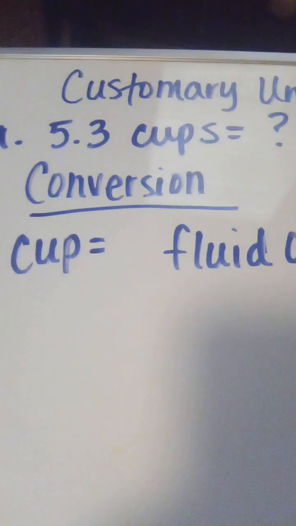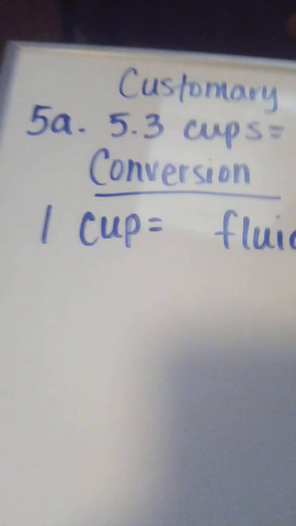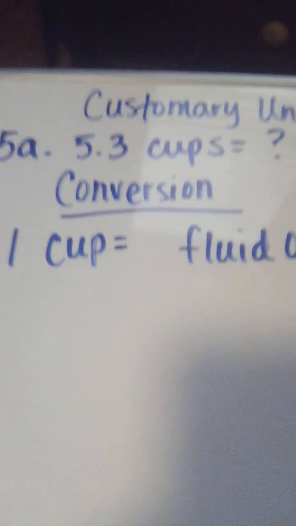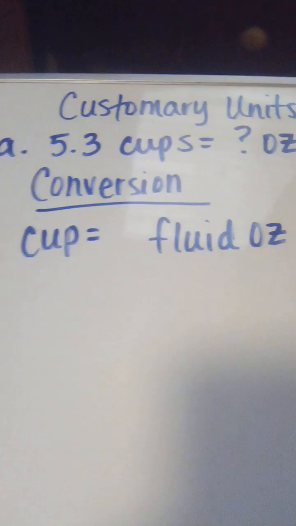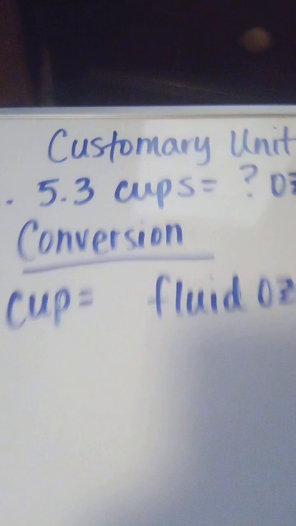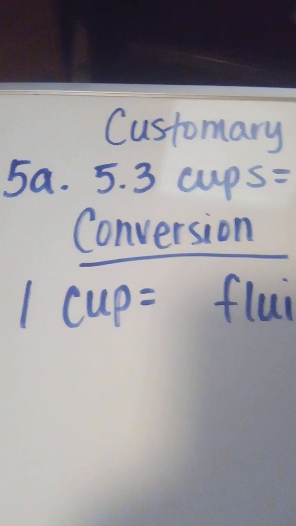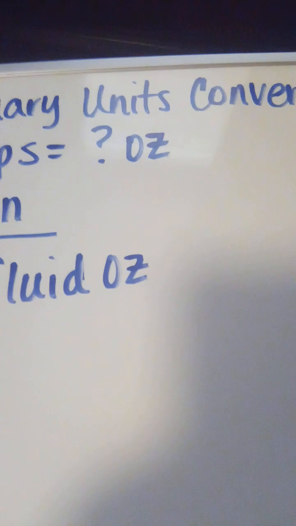This is part 2 of 2 from the unit conversions. I selected 5, 6, and 7. They both have parts A and B. So let's begin. We have question 5A, 5.3 cups equals how many ounces?